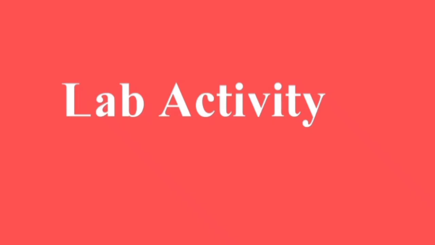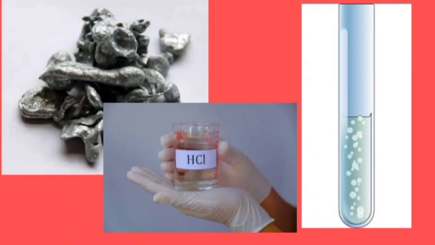Lab activity. Reaction of acids and bases with metals. What are the materials required? Let us see. Test tube, delivery tube, glass trough, candle, soap water, dilute hydrochloric acid, and zinc granules. Now the lab activity. Set the apparatus as shown in the figure. Take about 10 ml of dilute hydrochloric acid in a test tube and add a few zinc granules to it.